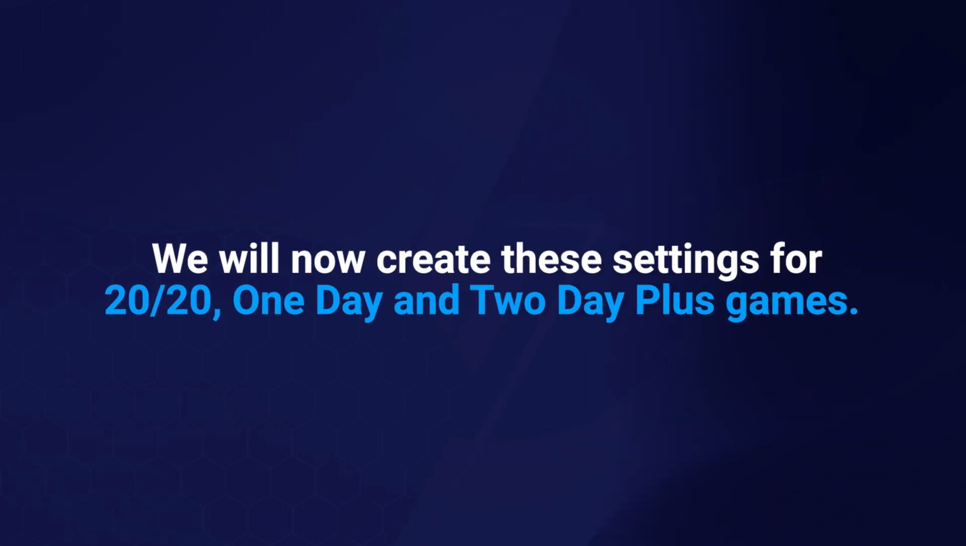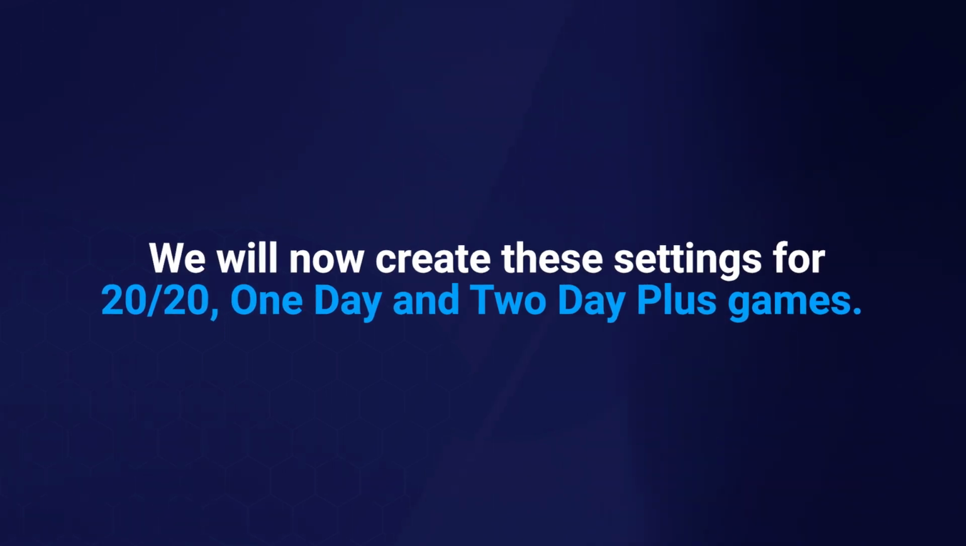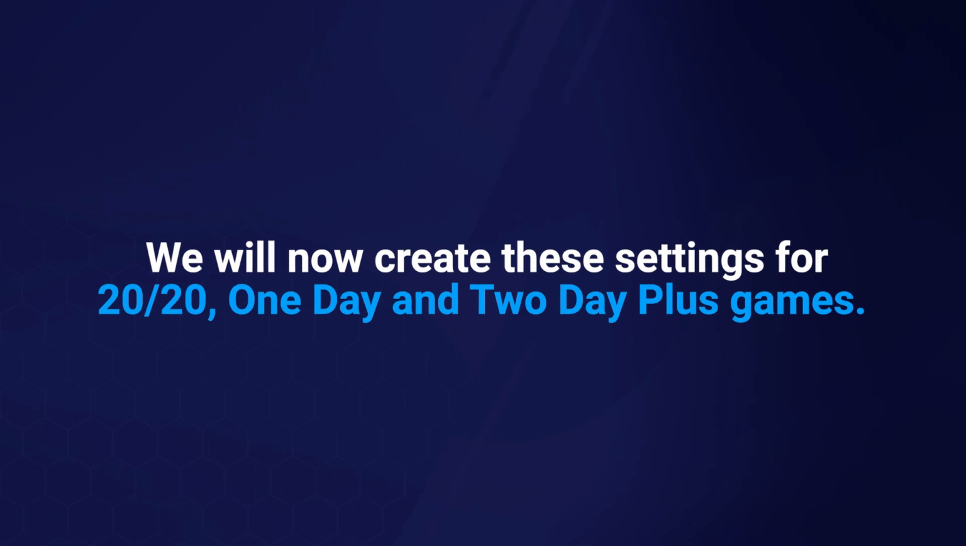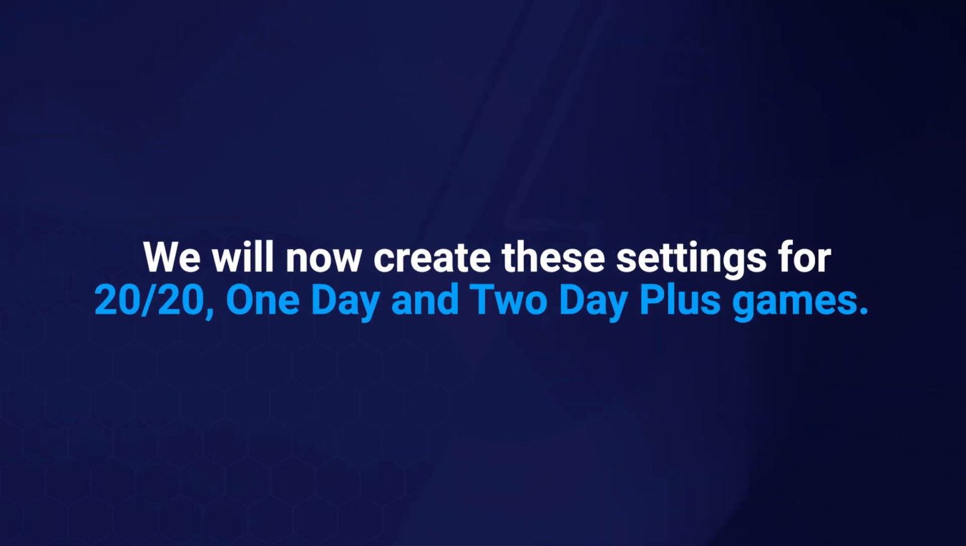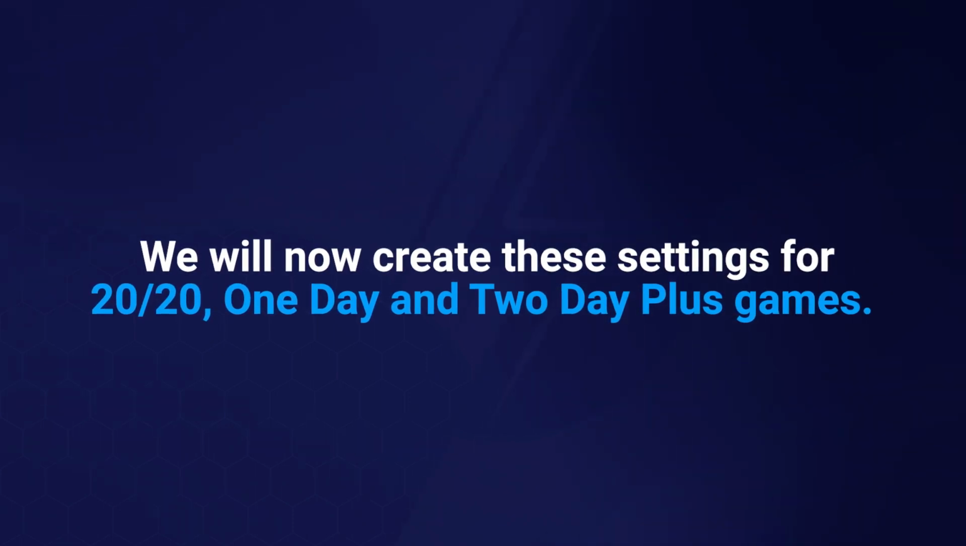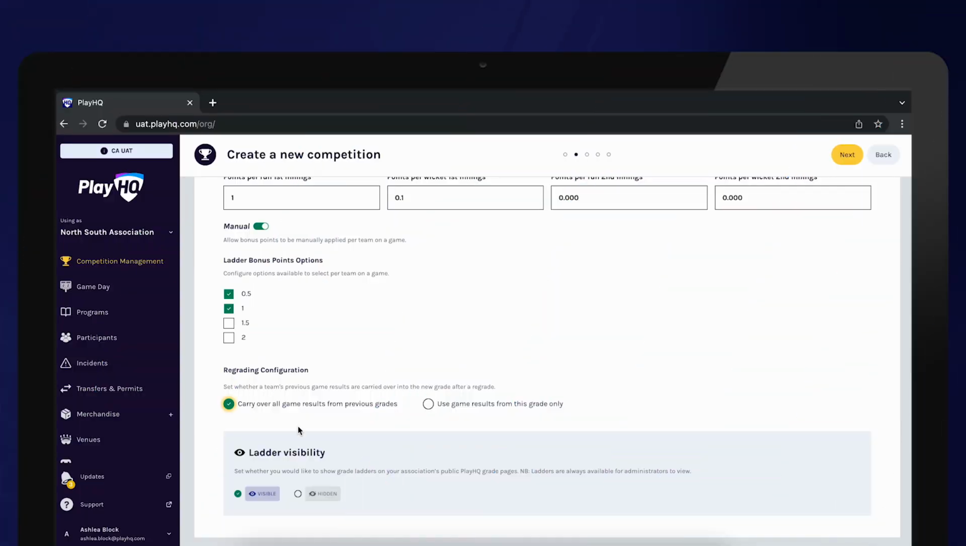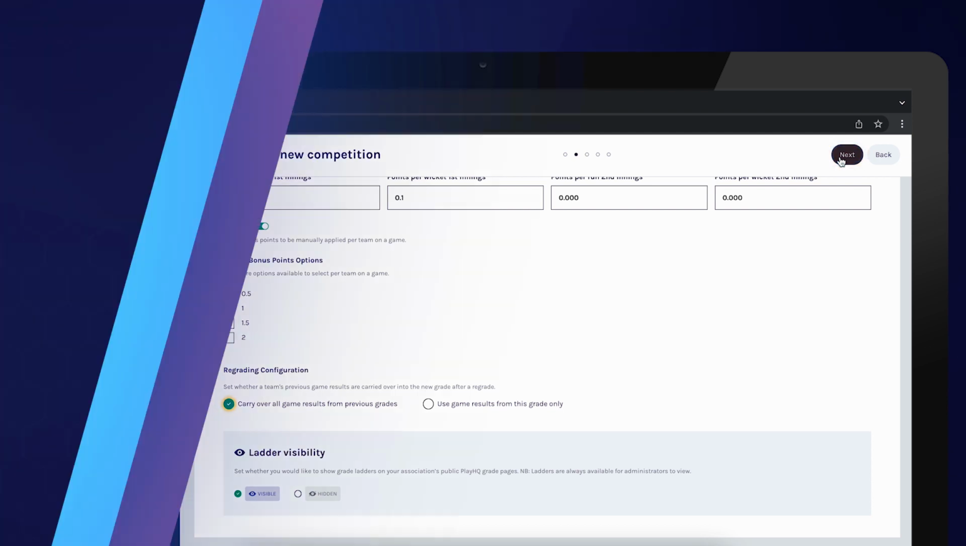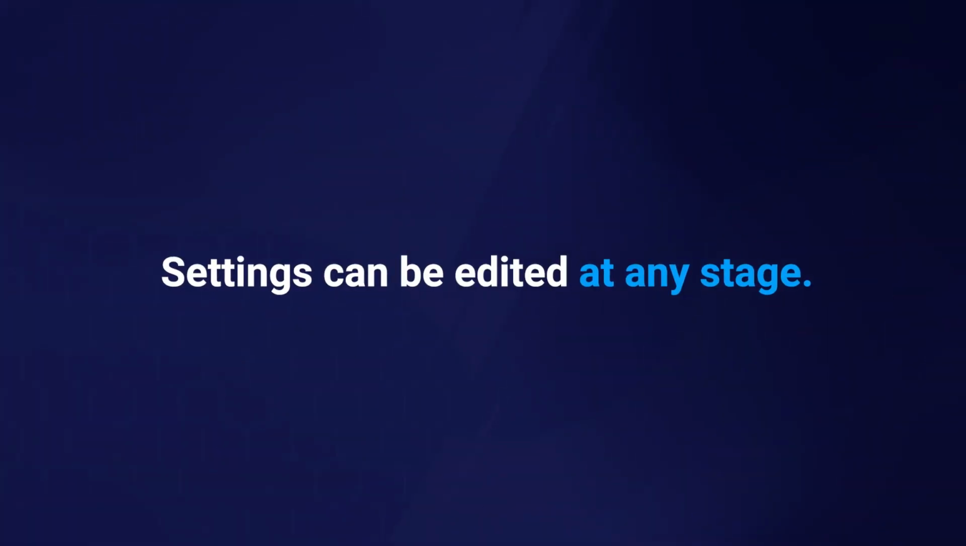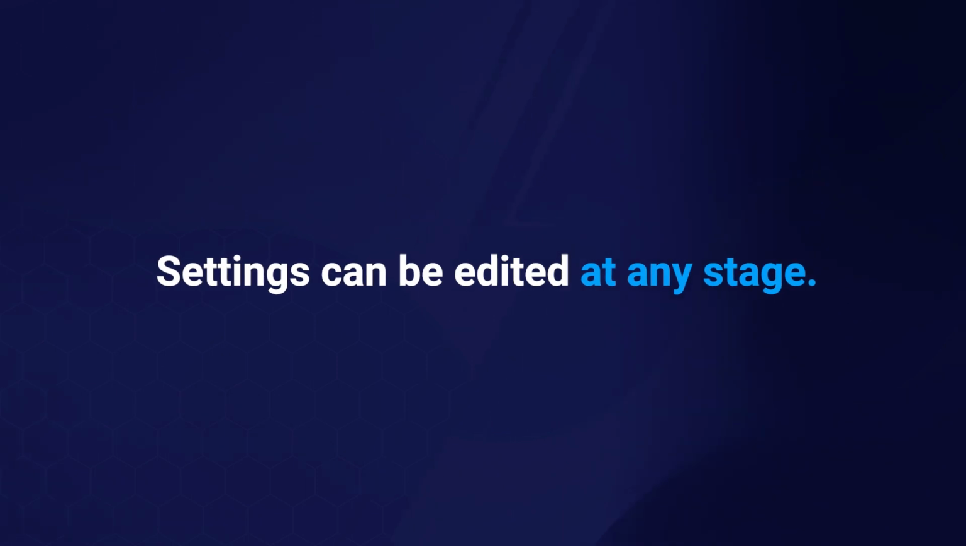We will now create these settings for each of your game types: 2020, 1 day, and 2 day plus games. If your competition does not use one or more of these game types, that's fine. You can quickly proceed by selecting Next in the top right-hand corner. You can also come back and edit these settings at any stage.